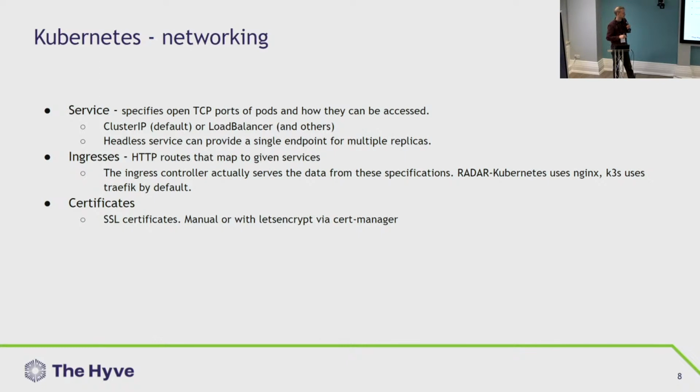Then you have ingress. A service is just a TCP port, you can access it. And with ingress, you say, well, you can also access it via the internet. So you have an HTTP specification: this path or this DNS entry maps to this service. And then finally certificates. We use Let's Encrypt, but you can also provide your own SSL certificates if you want.